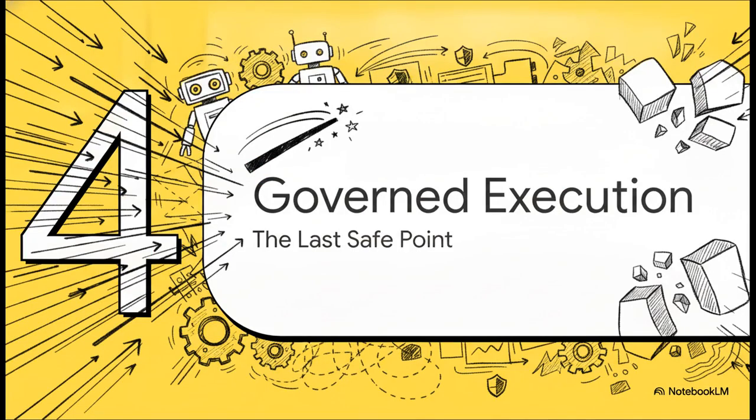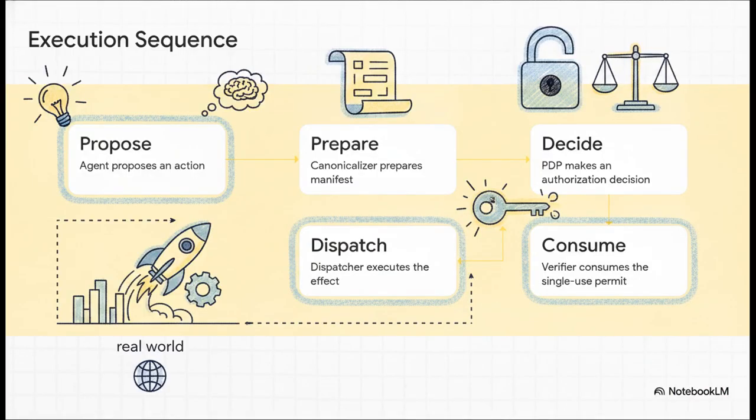Okay, let's zoom in on where this all happens in Part 4, Governed Execution Explained. Now that we have those 5 pillars down, let's trace the exact sequence of the last safe point before an agent actually alters the real world. First, the agent proposes an action based on its own logic. Next up, a canonicalizer prepares a manifest detailing exactly what that effect will mean in practice. Then the policy decision point, or PDP, reviews the context and makes a choice to approve or deny it. If it's approved, a single-use permit is consumed, and only then is the effect officially dispatched to the target system.